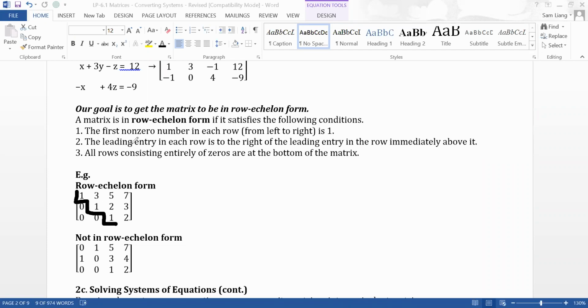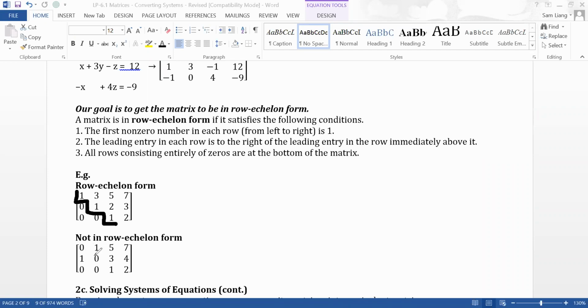Okay, so that's basically what the second one means. And then the third one is something that doesn't come up too often, but if it does, just have the rows of zeros be at the bottom. Yeah.